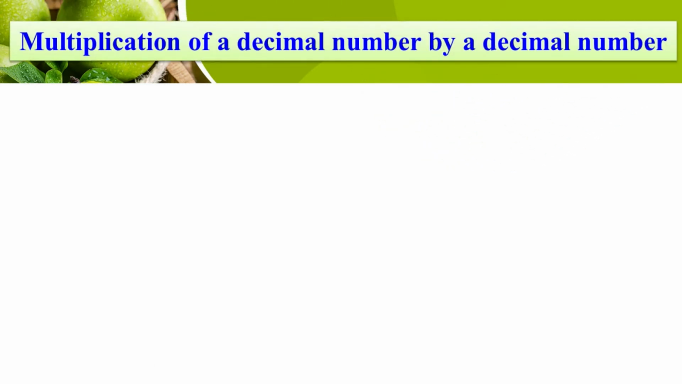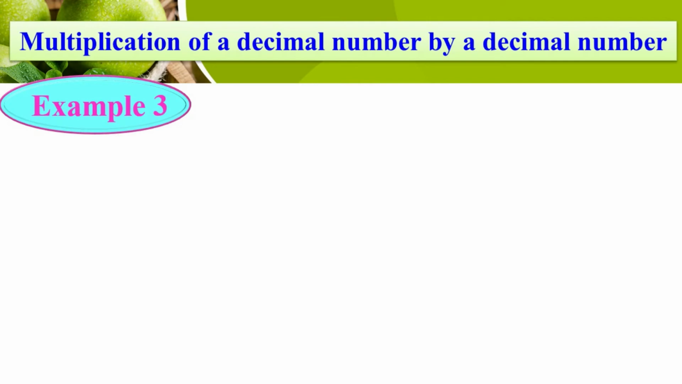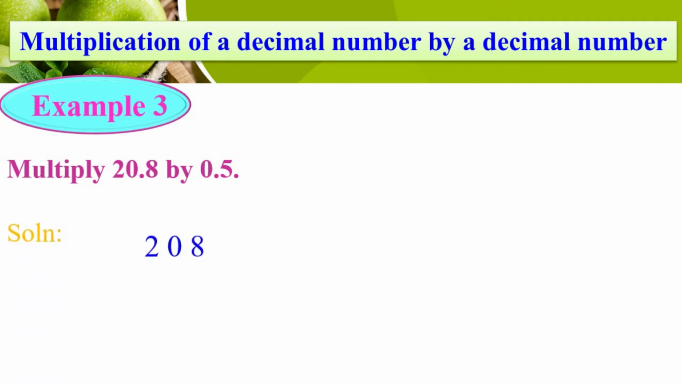Let's learn multiplication of a decimal number by a decimal number. Example 3. Multiply 20.8 by 0.5. Here 20.8 is a decimal number, 0.5 is a decimal number. Now multiply both decimal numbers. Let us find the solution. The first step, ignore the points. So we get 208 and 5.